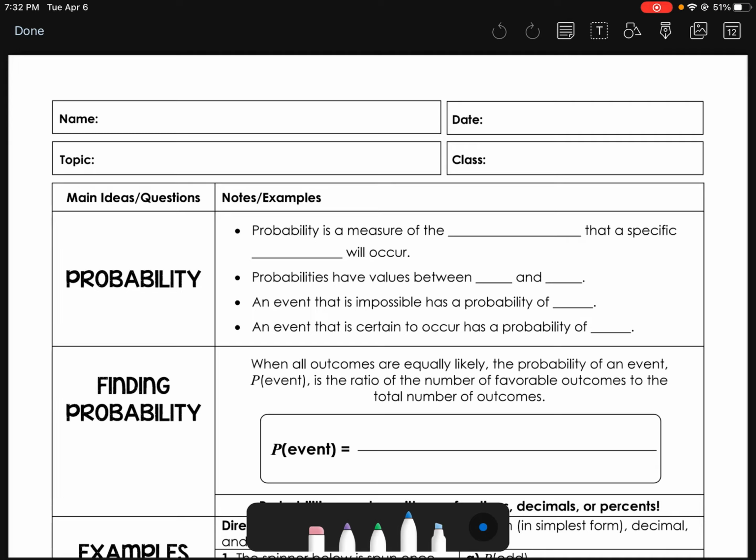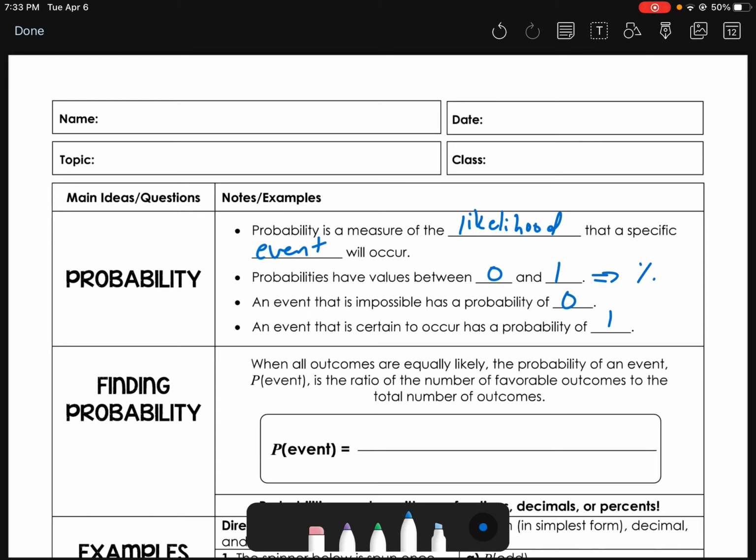Now, probability is a measure of the likelihood that a specific event will occur. Probabilities have values between 0 and 1. So an event that is impossible will have a probability of 0. And an event that is certain to occur will have a probability of 1. Often, we see our probability as a percent.